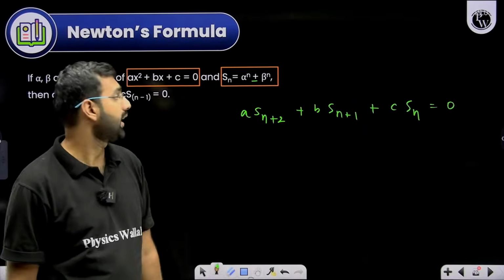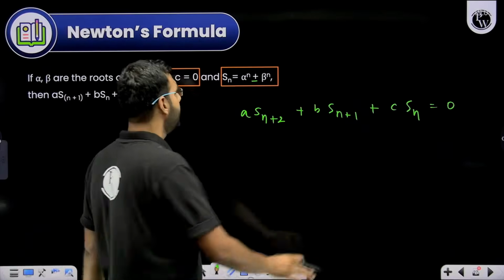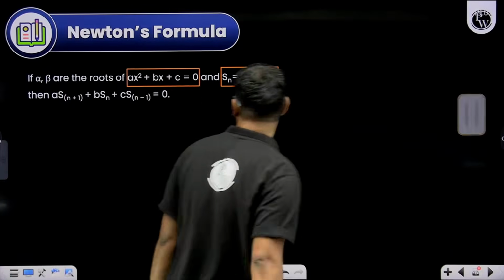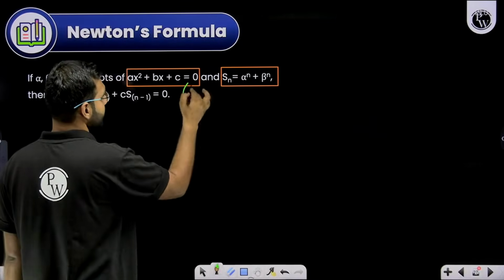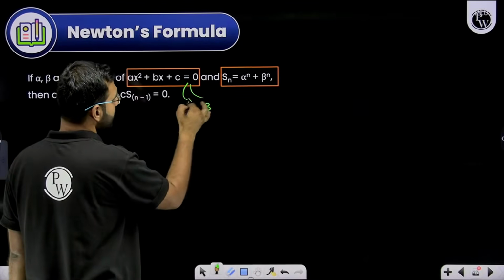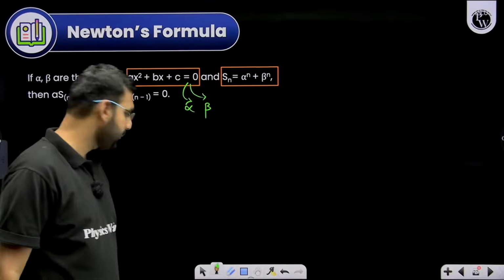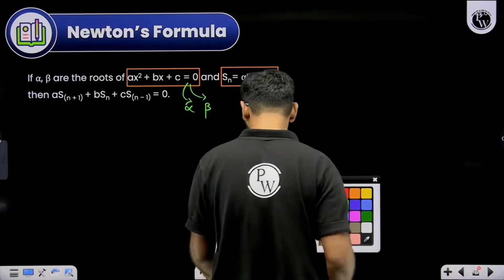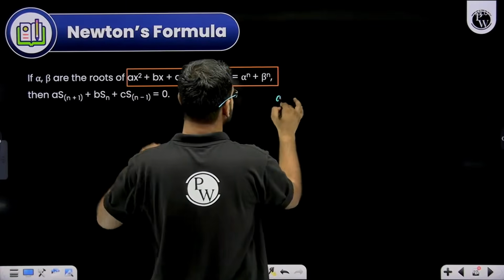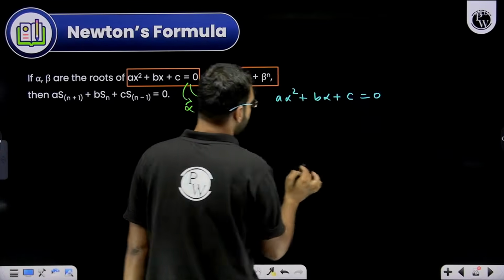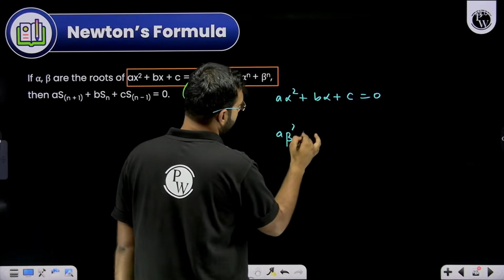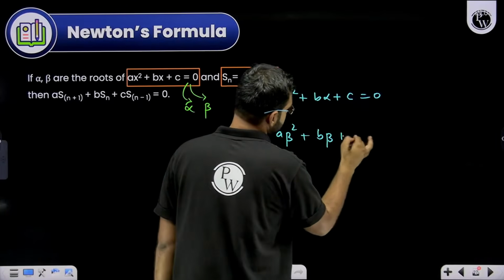What is the proof, sir? How can we do this? Please understand, a very simple, direct, straightforward proof is there. See, this will have two roots. Let's say those two roots are alpha and beta. So this will be satisfied by alpha and beta. So of course it will be a alpha square plus b alpha plus c is equal to 0. Similarly, it will be a beta square plus b beta plus c is equal to 0.